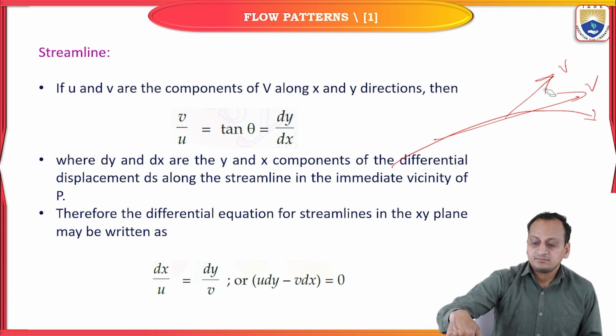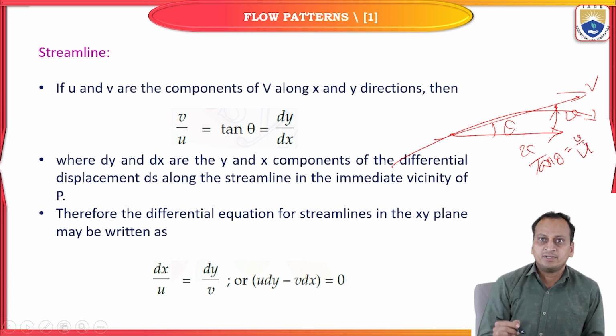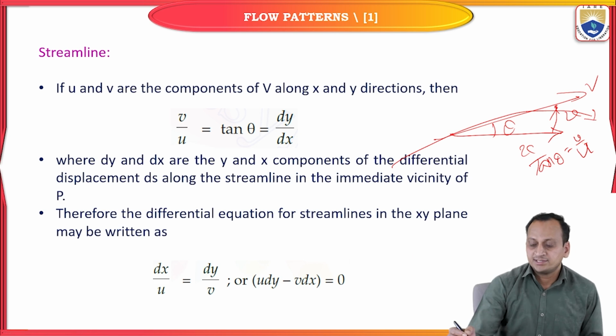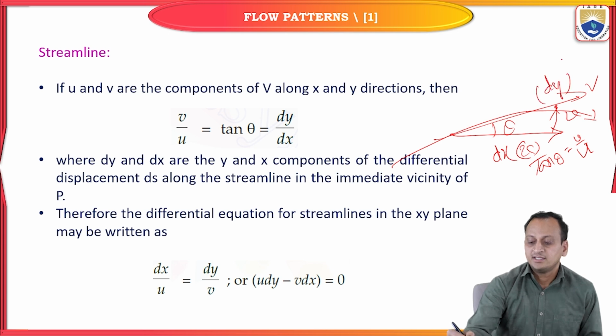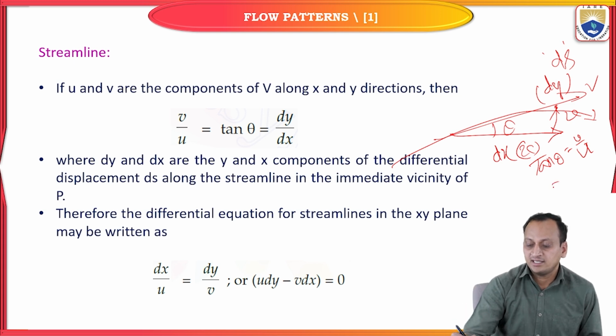Its horizontal component will be u, and its vertical component will be v, at an angle of theta. So from this, tan theta equals v by u. Otherwise, if the displacement in the x direction is dx and in the y direction is dy for a particular vector ds, then tan theta can also be written as dy by dx.